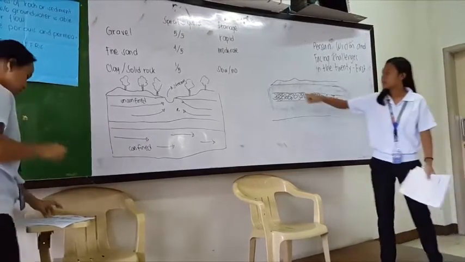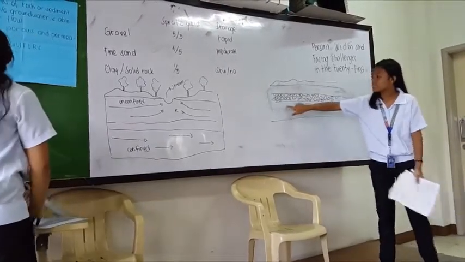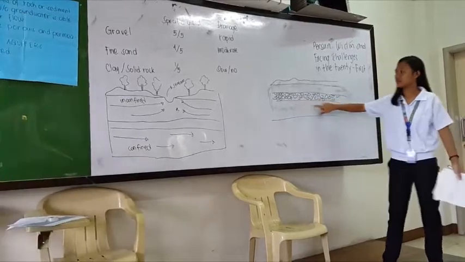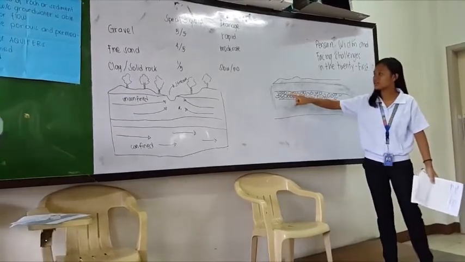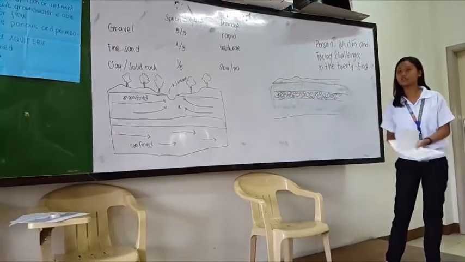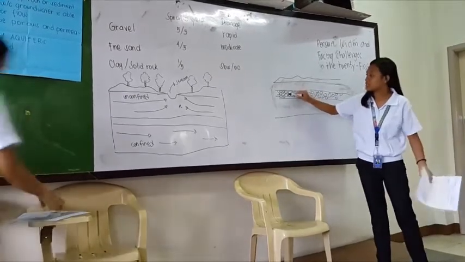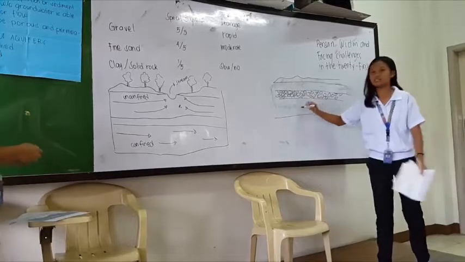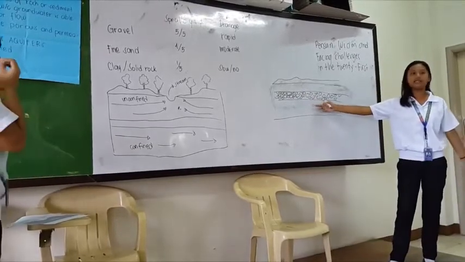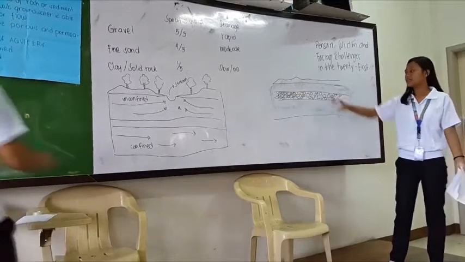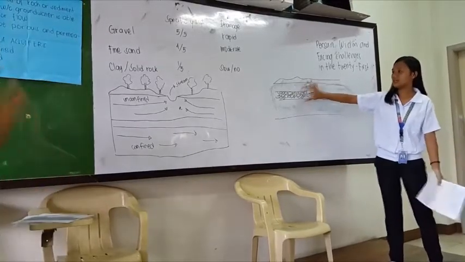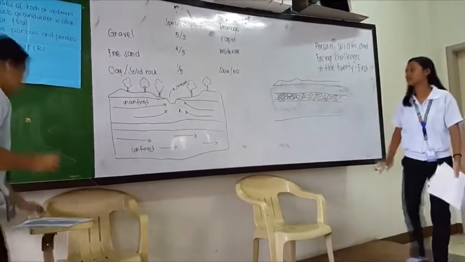So rocks in this layer, in the aquifers, have cracks and fractures. Those cracks and fractures are connected to one another. Because of it, water is able to flow through it. So that is what's called permeability. Because of these spaces, water is held in this layer and an aquifer is formed.